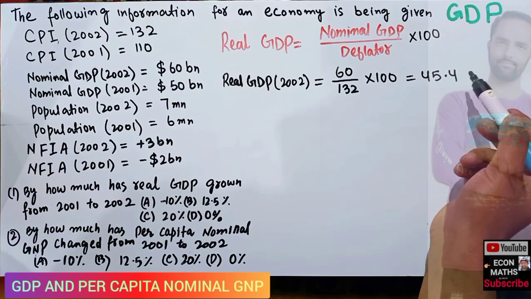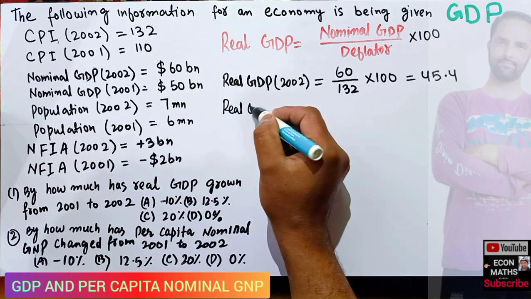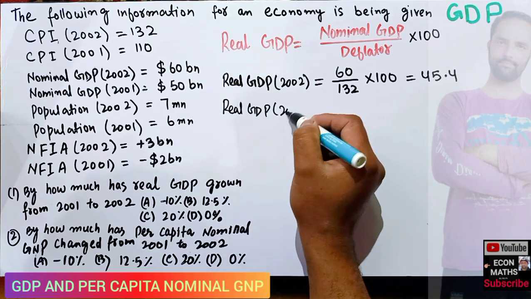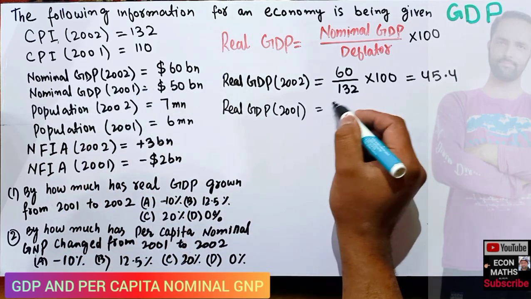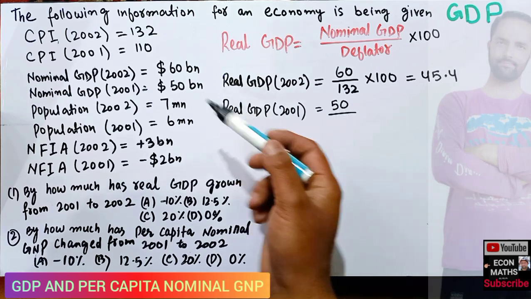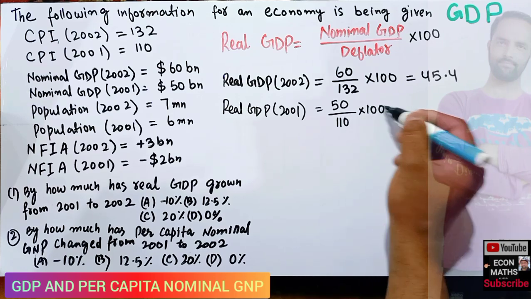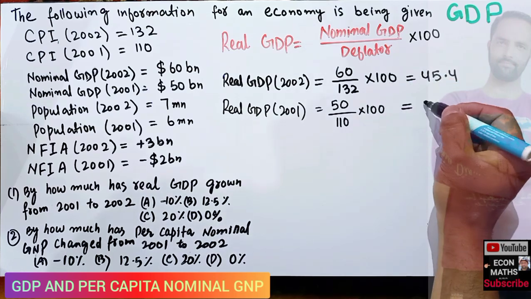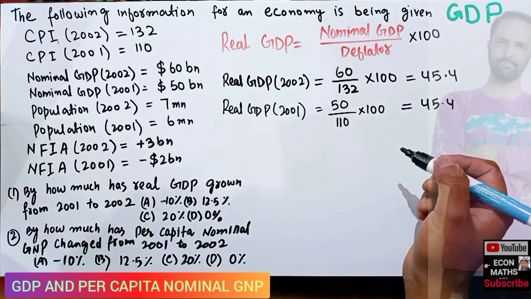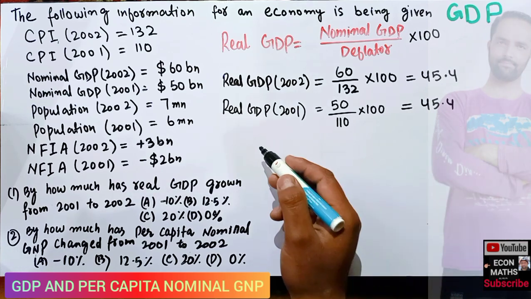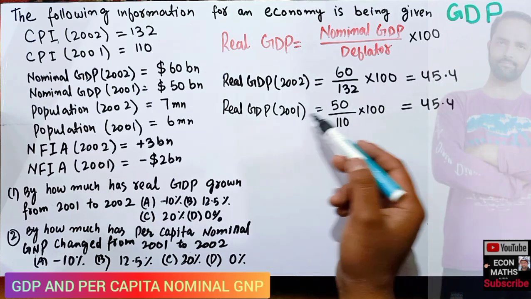Okay, this is the real GDP in 2002. That means $45.4 billion. Now what is real GDP in 2001? Similarly, we can calculate it. What is the nominal GDP in 2001? That is 50 billion. So we can write 50 upon the consumer price index, which is 110, to this we multiply 100. So when you solve this, it will also come out to be 45.4. So this is the real GDP in 2002, and this is the real GDP in 2001.